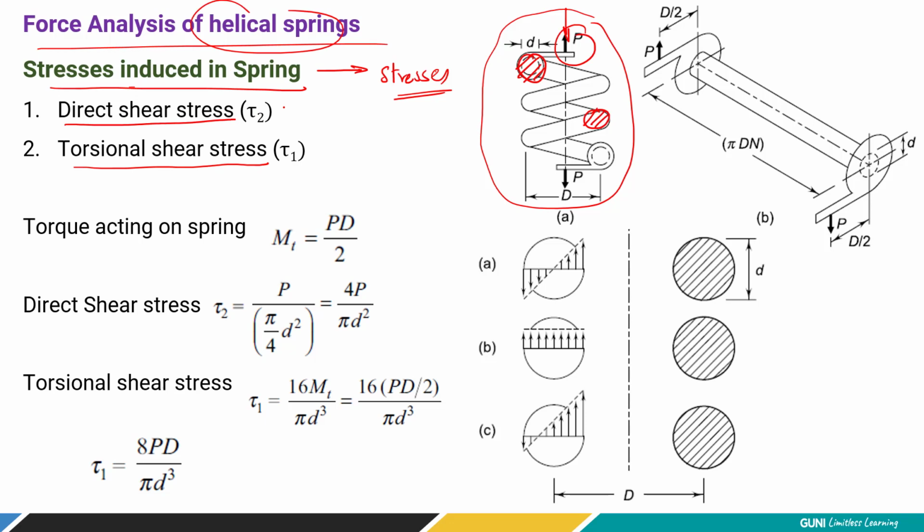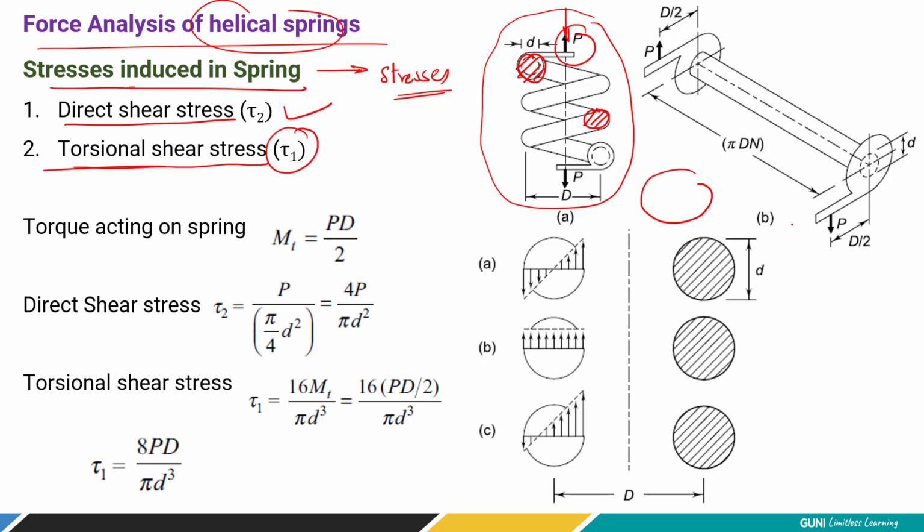One is direct shear stress, which we call tau 2 for understanding purposes, and the first, which is of majority, is torsional shear, which we are going to call tau 1. Here, try to understand it. We simply unwound one coil. Let me draw one coil over here.